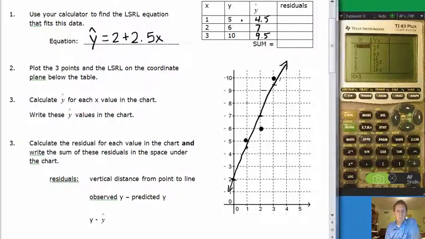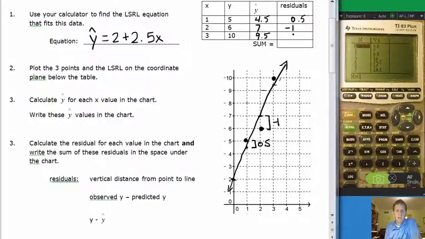For example, here if you take 5 minus 4.5, you get 0.5. And if you take 6 minus 7, you get negative 1. We'll calculate the other value. What these values represent on the graph are the vertical distances each of these points are from the line. So the distance from our point (1, 5) to the value on the line right below it, 4.5, is equal to 0.5. The distance this point is from this line is negative 1.